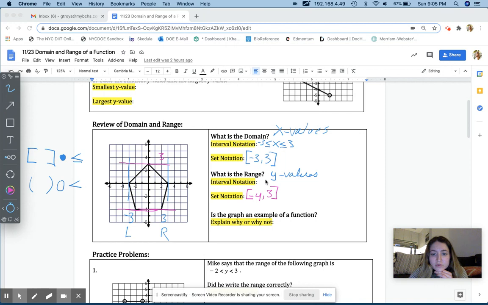In our interval notation then, we will have -4 is less than or equal to y, and y is less than or equal to our 3. And then, is this graph an example of a function?